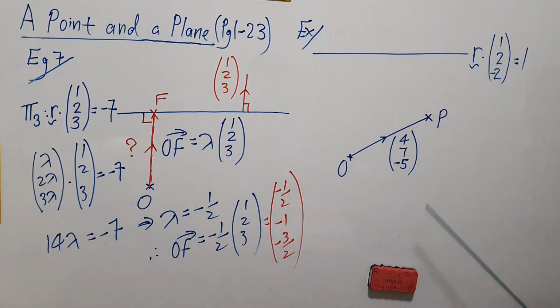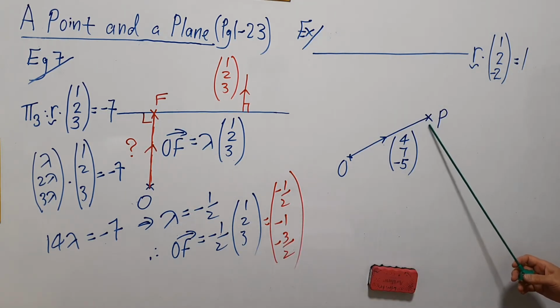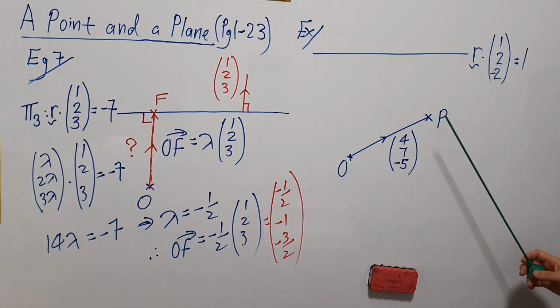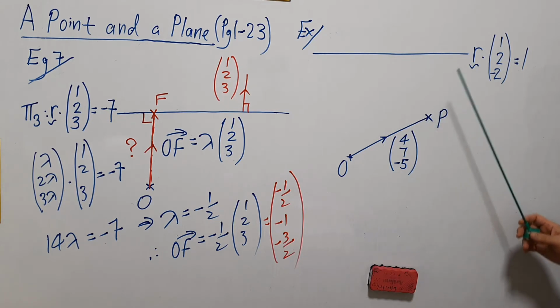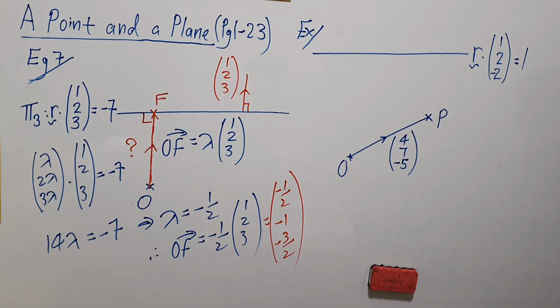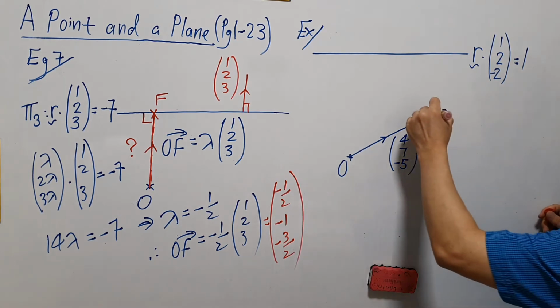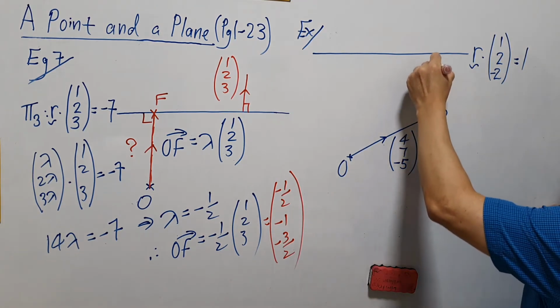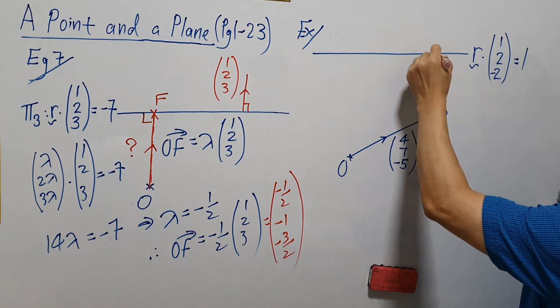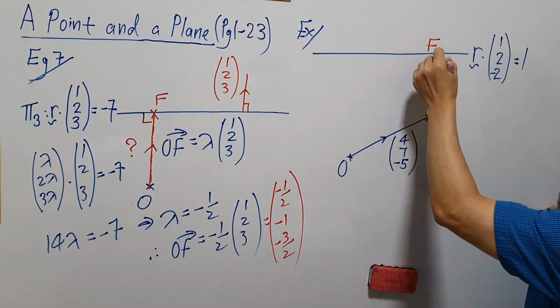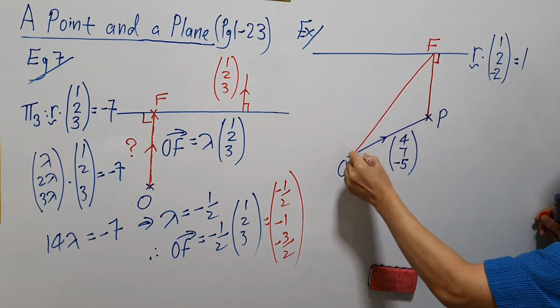What if you have any generic point, like point P, and you want to find the foot of perpendicular from the point P to the plane? Where is this foot of perpendicular? Again, from the point in question, you draw a perpendicular up. And this is the intended point. And the vector that you want to find is actually this vector.